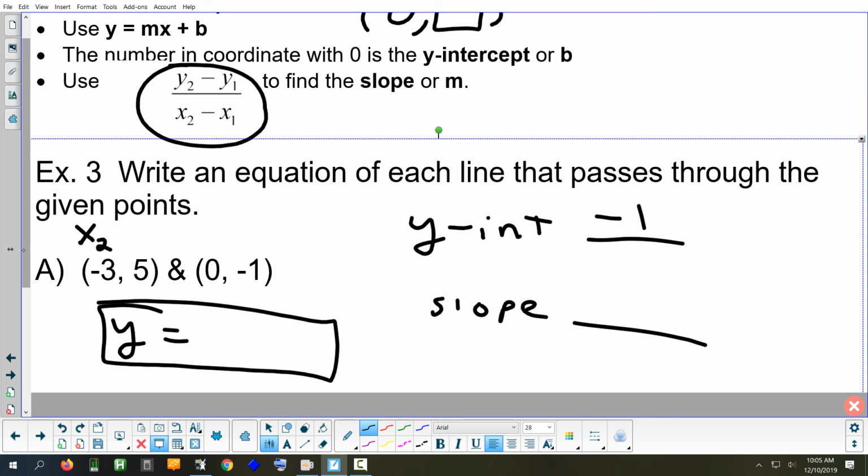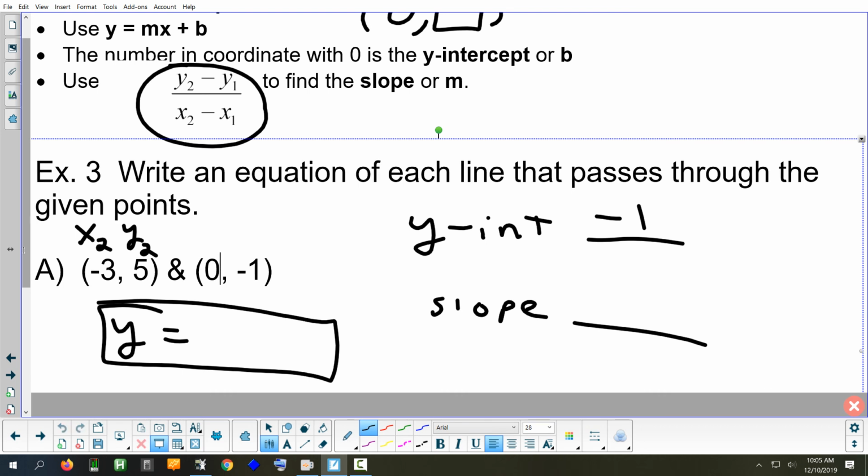How about 5? Is that an x or a y value? That's a y, and it has to be which y? My first or my second? It has to be the second. Okay. As long as you keep both the seconds together and both the firsts together, that's fine.